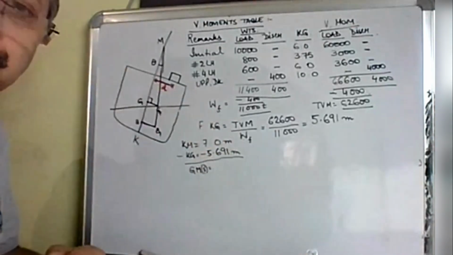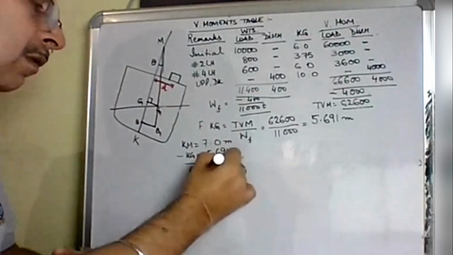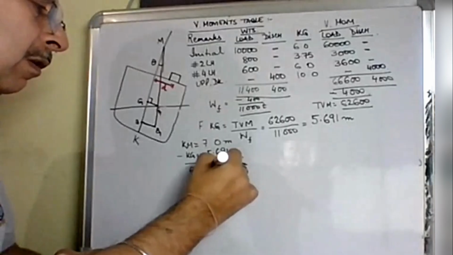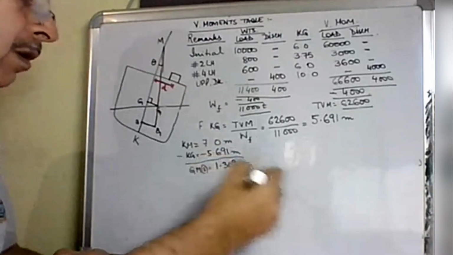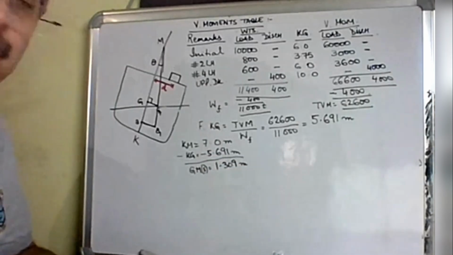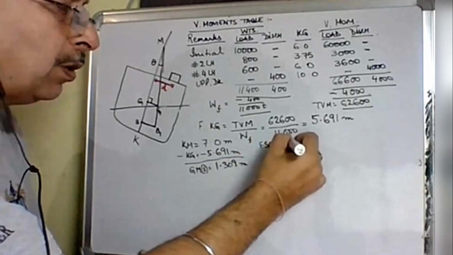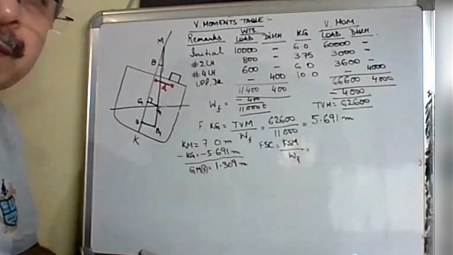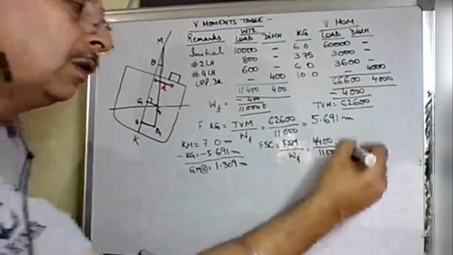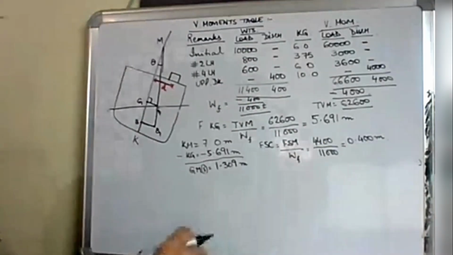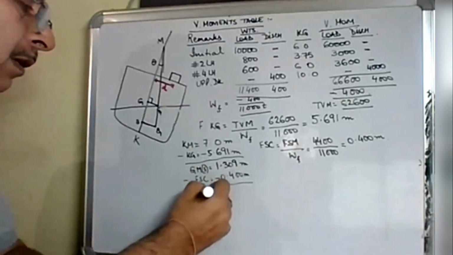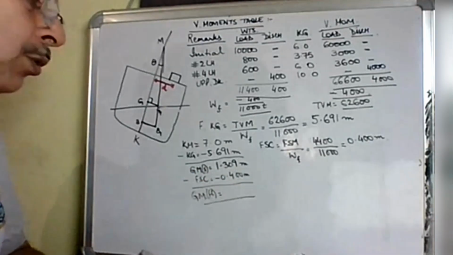gives me GM solid, 1.309. Okay, this gives me GM solid. Now FSC is equal to FSM over W final. FSM given in the question is 4,400 upon W final 11,000, 0.4. 0.4 is the FSC, free surface correction. So minus FSC will give me the final GM fluid, which comes as equal to 0.909.